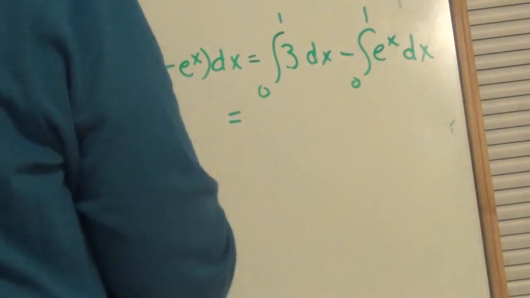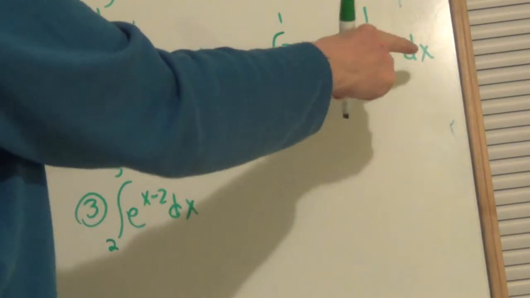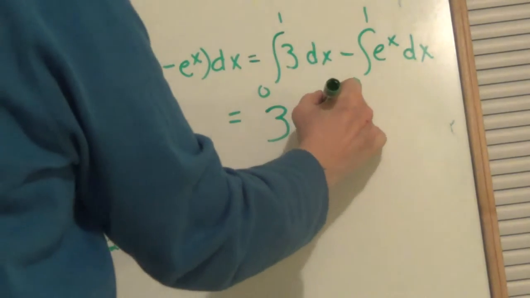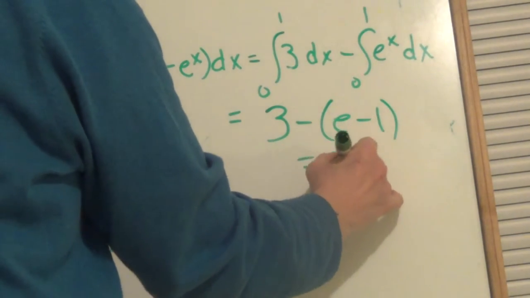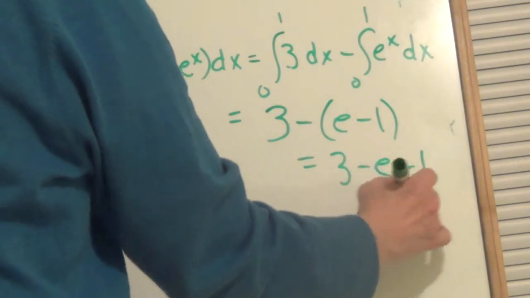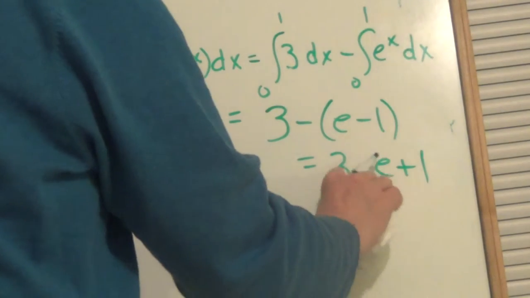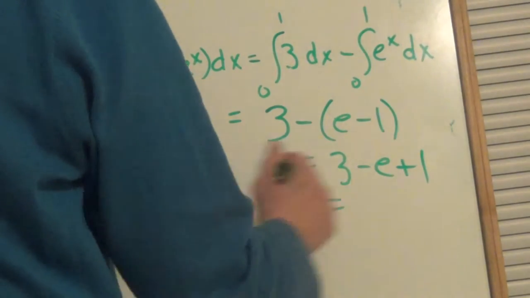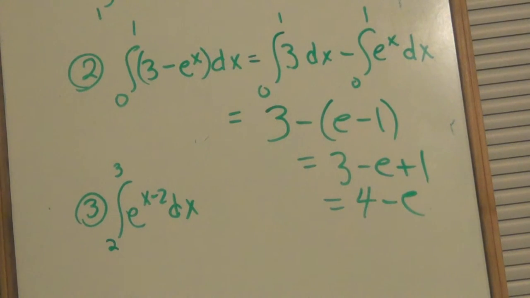And we get to this value. This part, the integral from 0 to 1 of e to the x is what was given in the beginning, e minus 1. We've got some parentheses to remove. And so we get 3 plus 1, 4, minus e. So there we have the answer to that one.